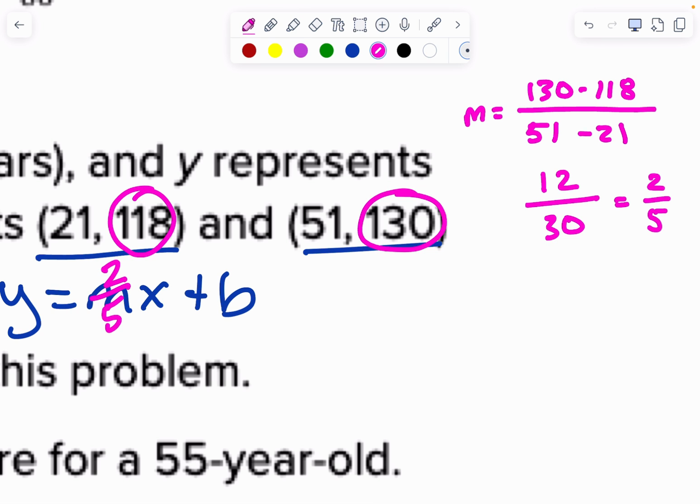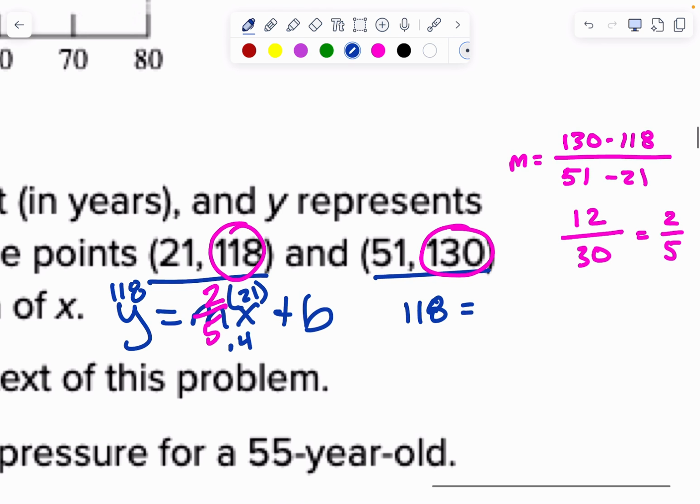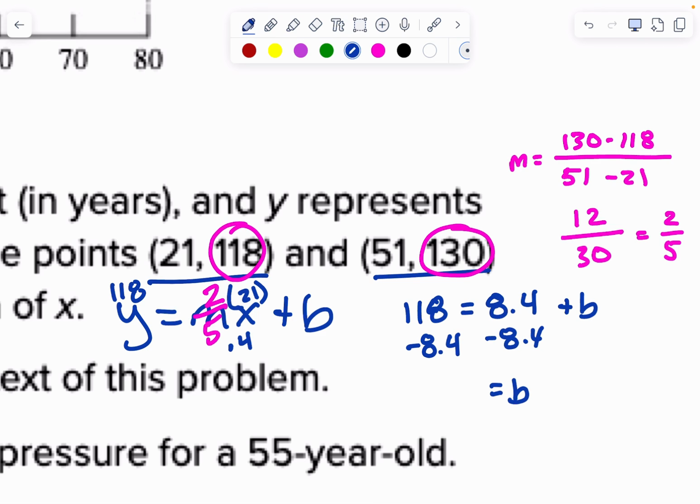Okay? Now I want to find the b. Which one do you want to plug in to find b? The 21. The 21, 118? Sure. 21 goes here, 118 goes here. 2/5 of 21 is really gross. It's like 0.4 times 21. So 8.4. Are you following me? 2/5 is 0.4. 0.4 times 21 is 8.4. Do we get it? Minus 8.4.